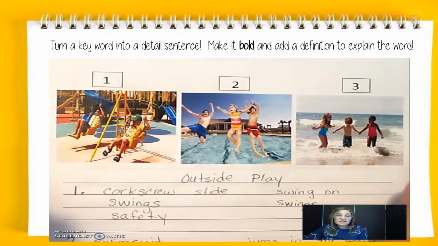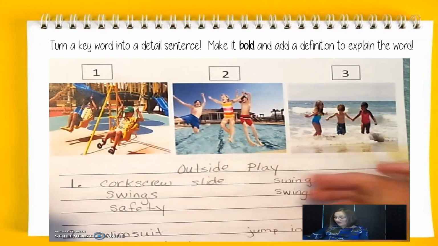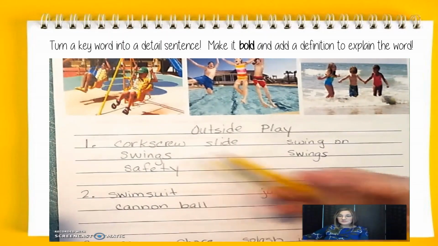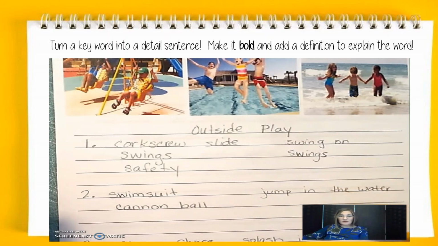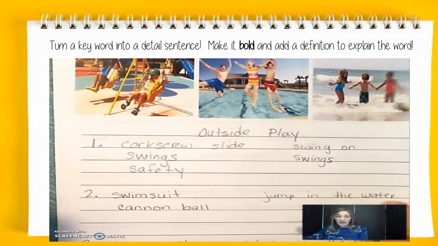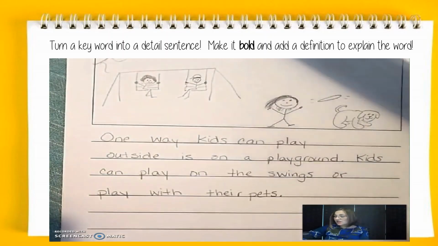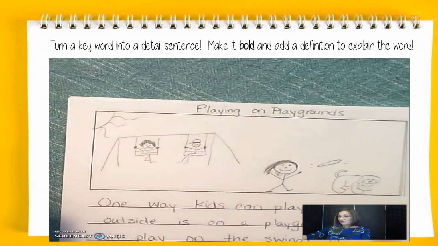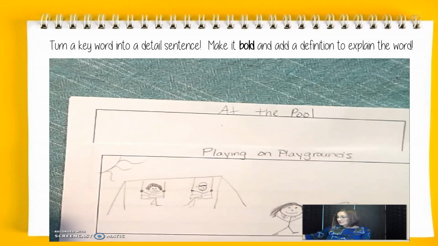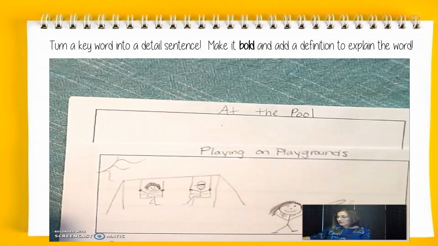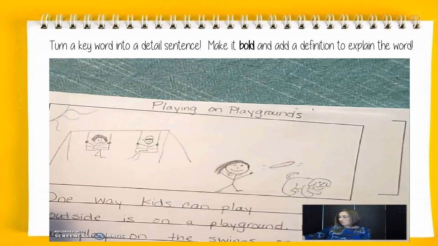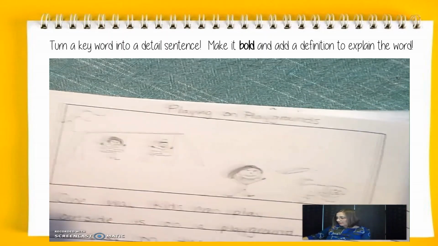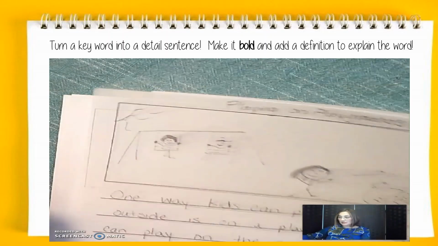Here is the note-taking document that I started yesterday. Remember, I looked at all the photographs. Here's my keywords and some of the ideas that I had that I could write about. And then after that, I went back and I started on my actual writing. I thought about what was going to go on each page, and I put my headings at the top. So one was going to be about playing on playgrounds. This page is going to be about playing at the pool. And this page is going to be about playing at the beach.